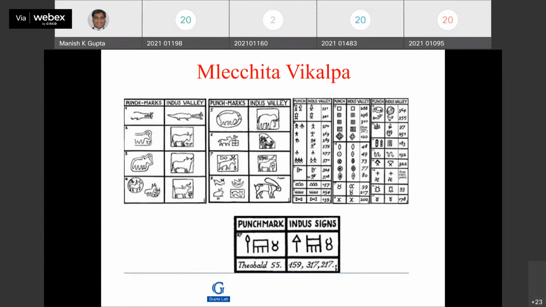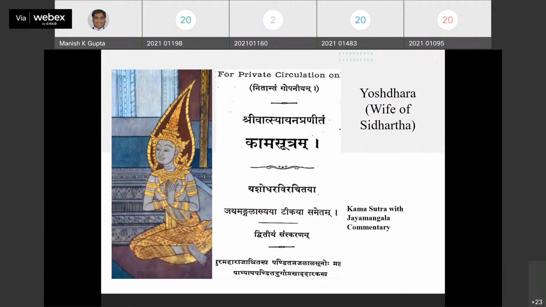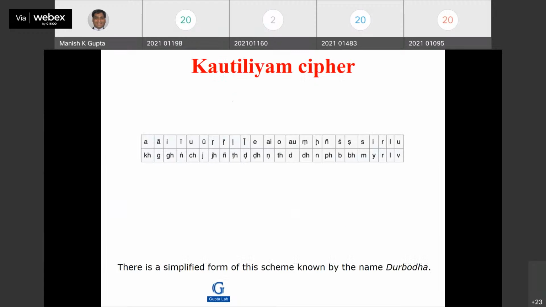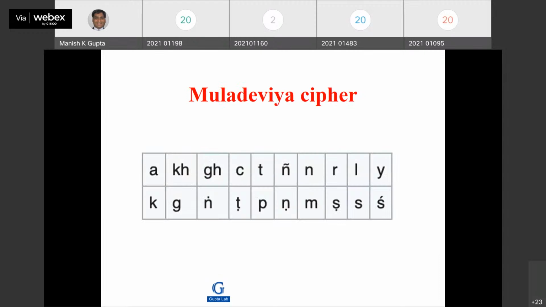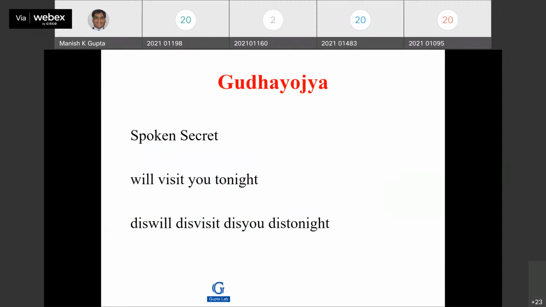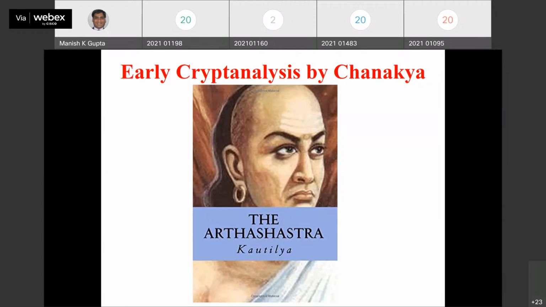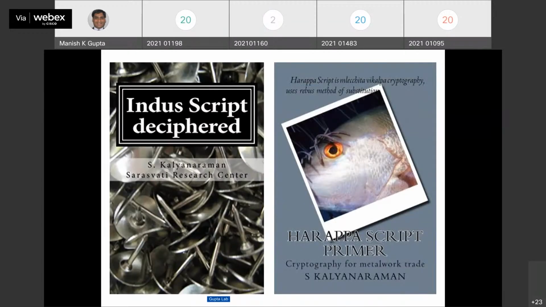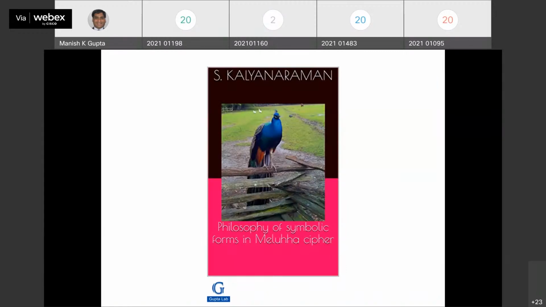There is also work in the Indus Valley civilization nearby Gujarat. There's a lot of work also available in the Jayamangala commentary, the Kautilya cipher. Okay, this cipher, spoken secret. So will visit you tonight means this will visit, this visit, this you, this tonight. This kind of thing. Spoken secret, you know. Early cryptanalysis by Chanakya. You can study about these things. This book is interesting.